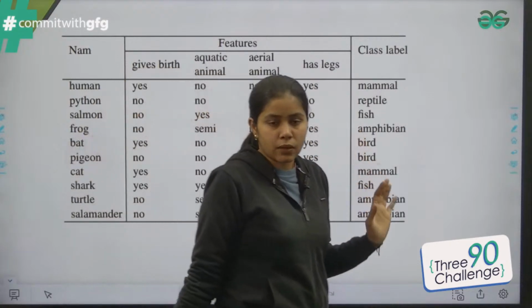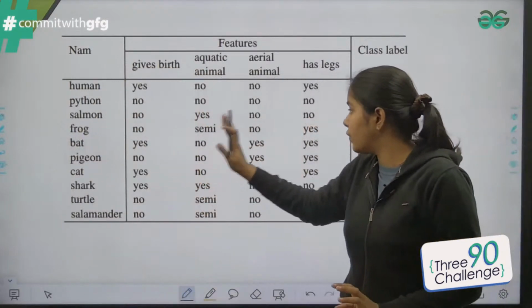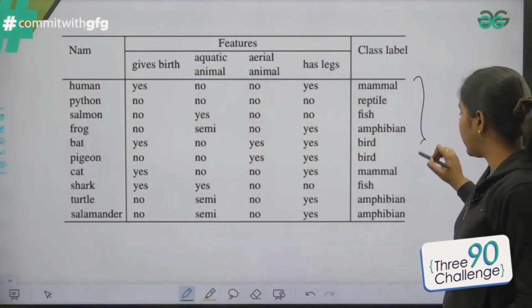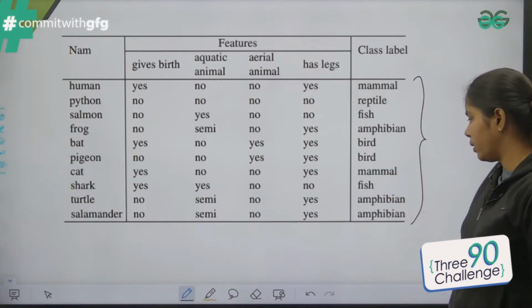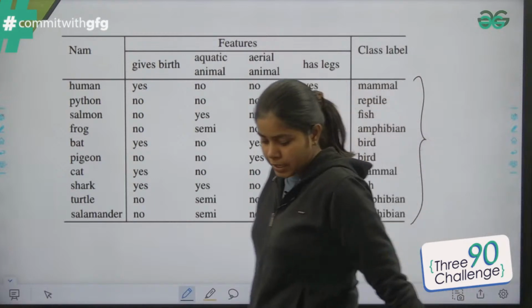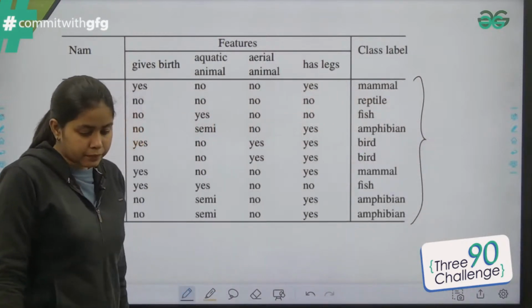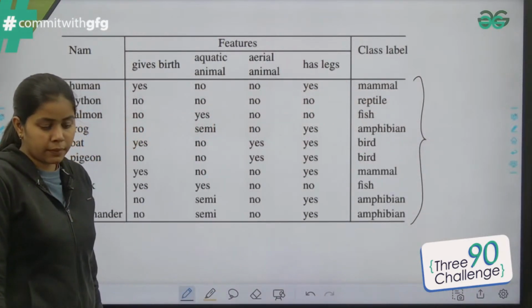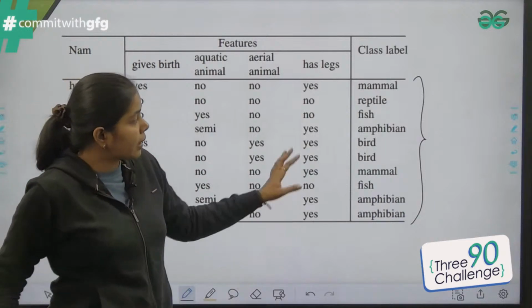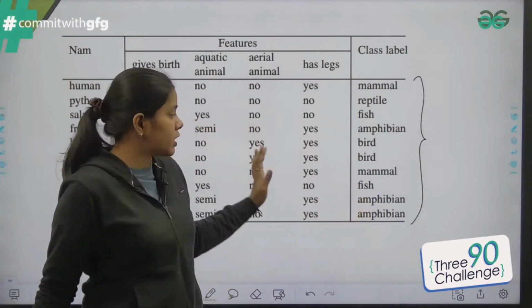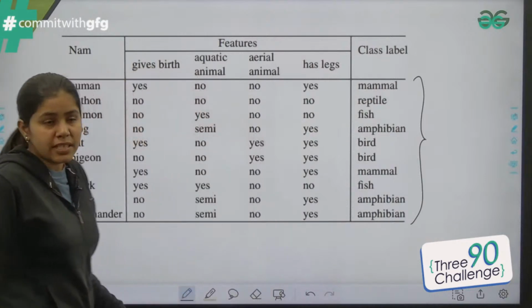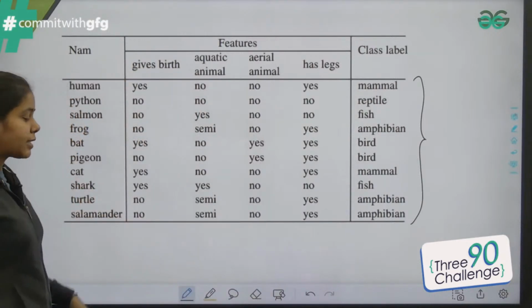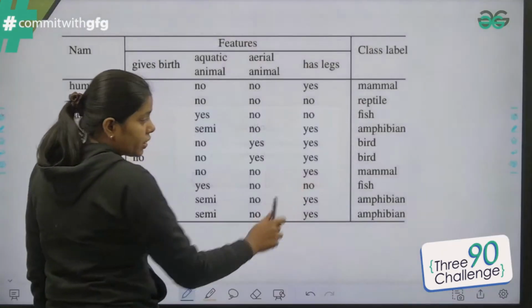With the help of the name and the features, we get to know that the animals get divided into certain classes: mammal, reptile, fish, amphibian, and bird. We have these five classes. Based on these features, we can divide our animals into classes. So let's suppose I want to draw a decision tree based on that.